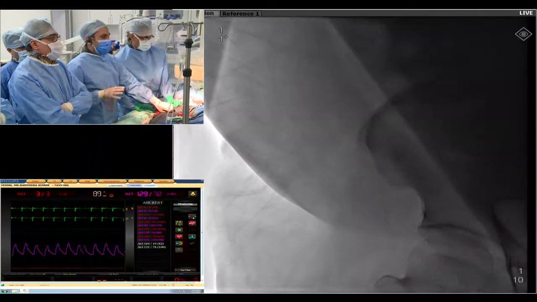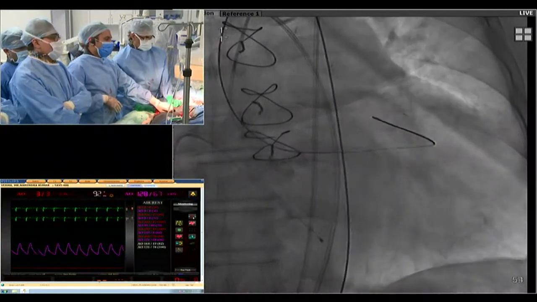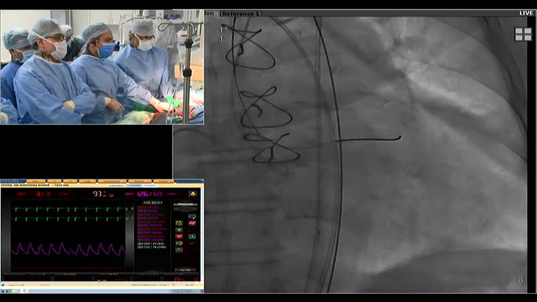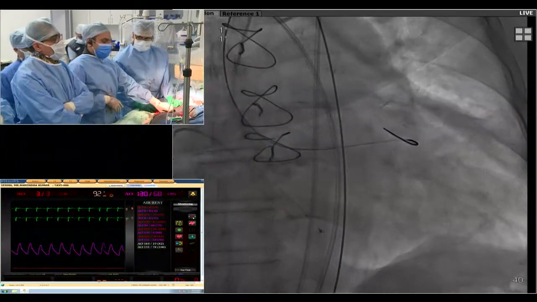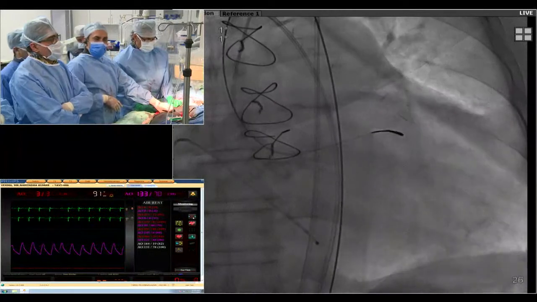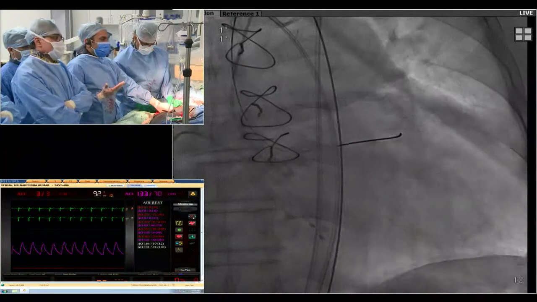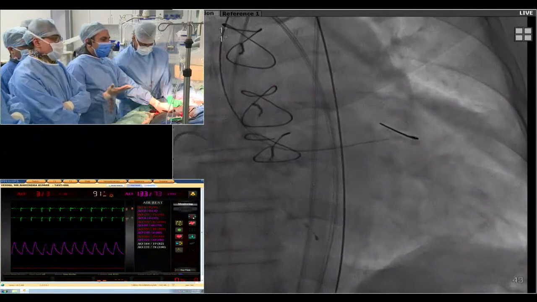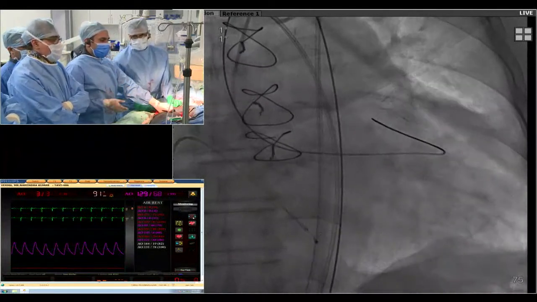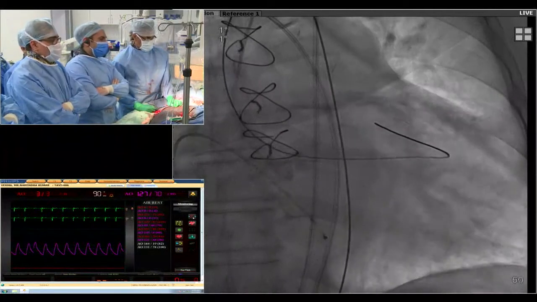So now this is where we are. We have our 22 French sheath in the right groin. We have two Spider filters in the internal carotid arteries. We have a pigtail from the left side. And we have already done a pre-dilatation with the 20 mm balloon. So let us have an input from the panelists. What are your opinions? You want to ask a question to our surgeon, anesthetist, echocardiographer.